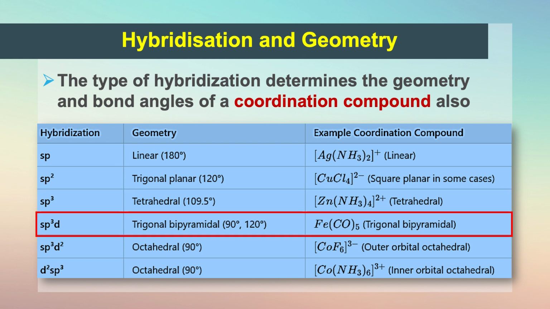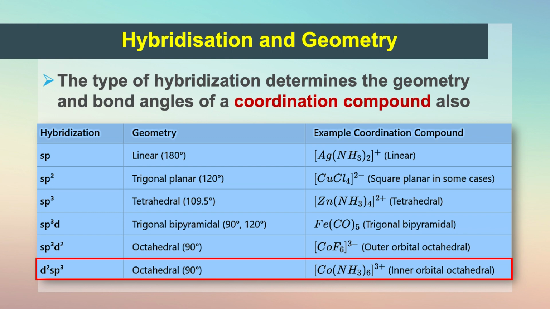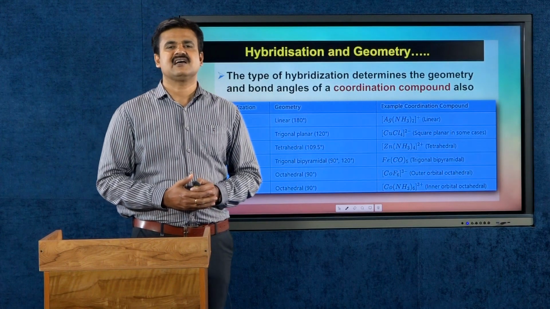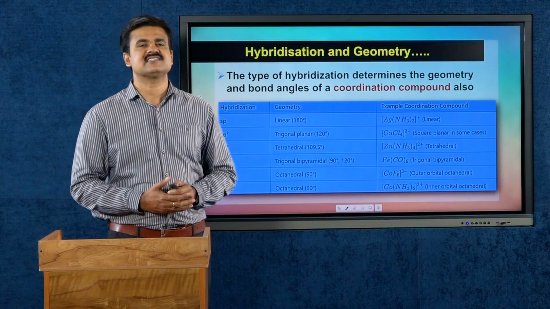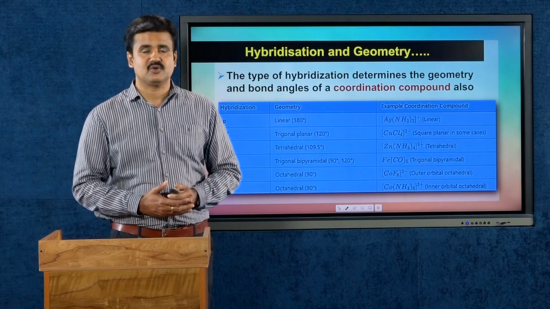sp3d hybridization leads to trigonal bipyramidal geometry, typical example is Fe(CO)5. sp3d2 hybridization creates octahedral geometry, typical example is CoF6 3- ion. And d2sp3 hybridization, where inner d orbitals take part in hybridization, the geometry is the same as sp3d2 hybridization, that is octahedral geometry, and the typical example is [Co(NH3)6] 2+. So hybridization has a close connection with the geometry. Hybridization determines the geometry in simple molecules and ions as well as in coordination complexes.